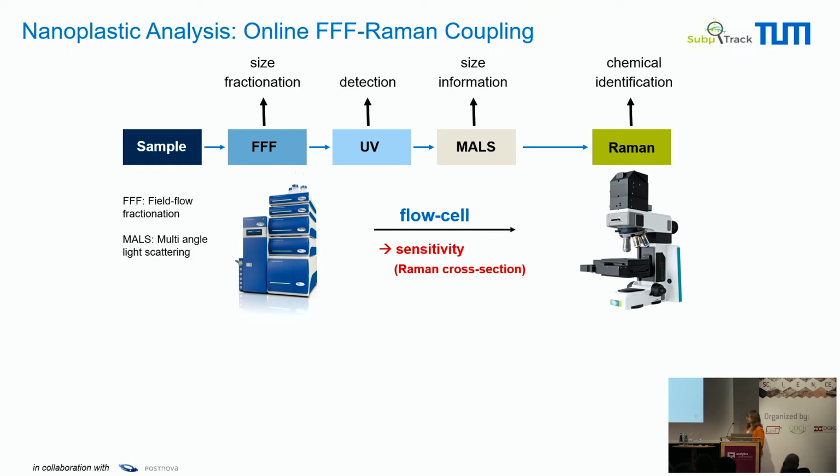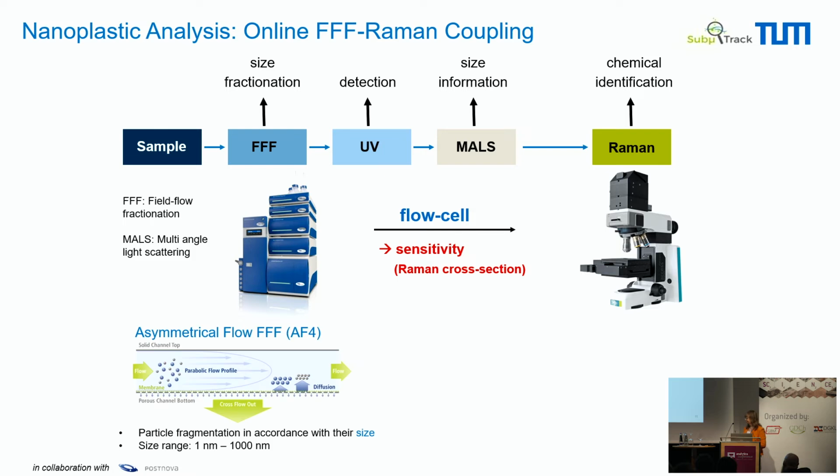They can be detected with a UV detector, and size information is achieved by a multi-angle light scattering detector, and then bulk measurements are performed with Raman microspectroscopy. This field flow fractionation, I hope you know how it works. Here, two flows or two fields are applied. On the one hand, it's a laminar flow with our particles, and then a perpendicular flow is applied.